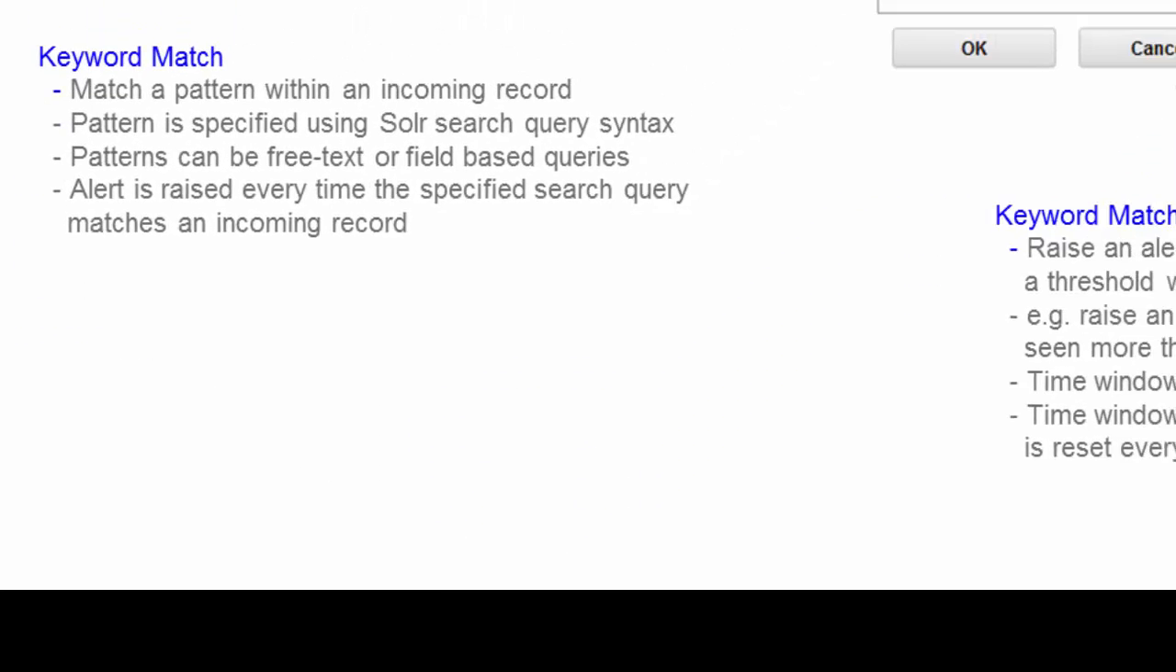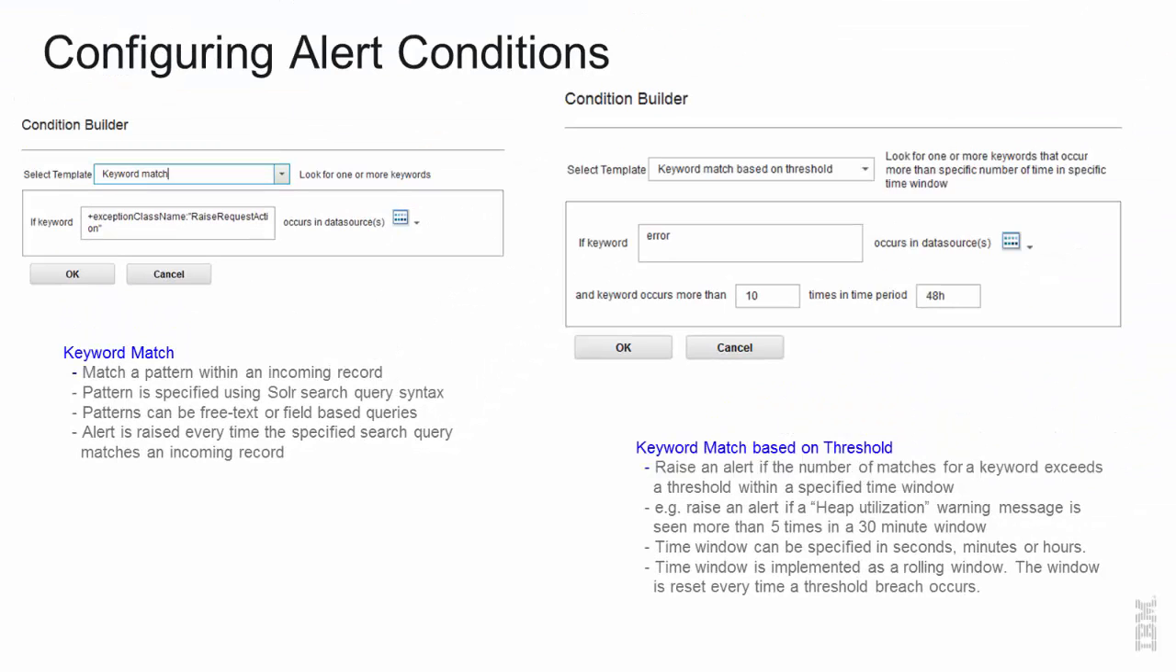There are 4 key alert conditions when you configure an alert. The first one is a keyword match, where you can specify a pattern, and this pattern can be based on the Solr search query syntax, and you can raise an alert every time, for every data source, that you have a keyword match. The next one is keyword match based on thresholds, and here you can raise an alert if the number of matches for a specific keyword exceeds a threshold that you specify within a time window.